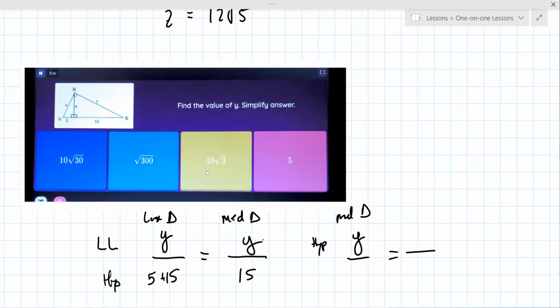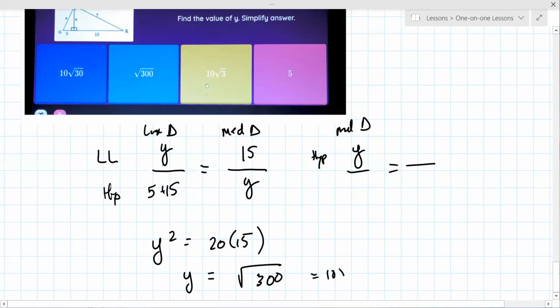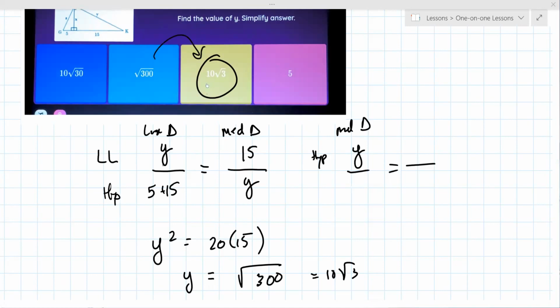Oh, I got those in the wrong order. So we can use that to solve for y. So you cross multiply here, you have y squared equals, this is 20 times 15, that's 300. So we have y equals the square root of 300. That does reduce to 10 square root 3. Even though the square root of 300 is correct, it wants the reduced form of it. That's why it says to simplify the answer.